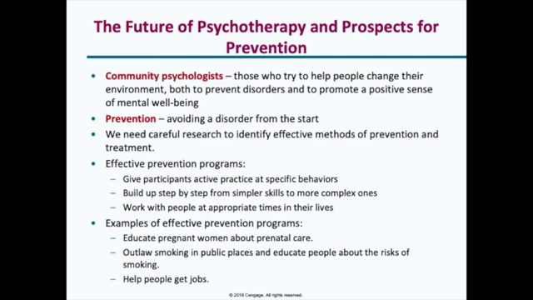Effective prevention programs need careful testing. Many interventions that sound reasonable don't work. For example, prolonged discussions of a stressful experience shortly after the event are more likely to cause than prevent post-traumatic stress disorder. Another example is scared straight interventions. They tend to increase, not decrease, criminal behavior. The best programs of prevention give participants active practice at specific behaviors, such as resisting peer pressure to risky behaviors. They build up step by step from simple skills to more complex ones, and they work with people at appropriate times in their lives. Examples of effective prevention programs include the following.